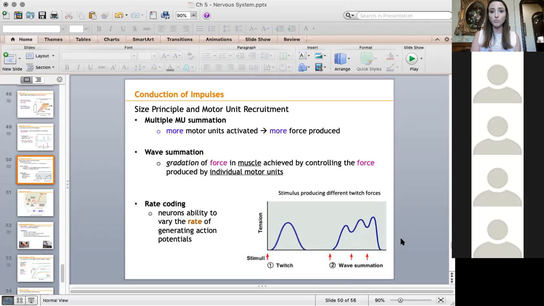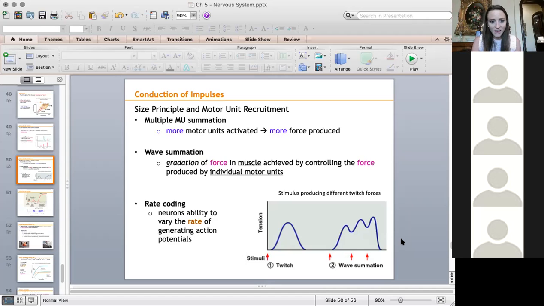Wave summation will produce more force because you see over here, the tension's getting higher because the muscle has less time to relax. So if I'm contracting a muscle, and then before it completely relaxes, another stimulus is sent, that means the tension's going to keep increasing and increasing. So wave summation, or gradation of force, is like a stair stepper in force production. So that's another way to increase tension.